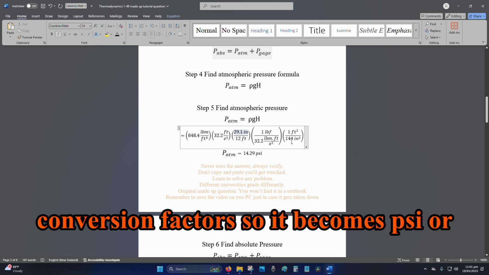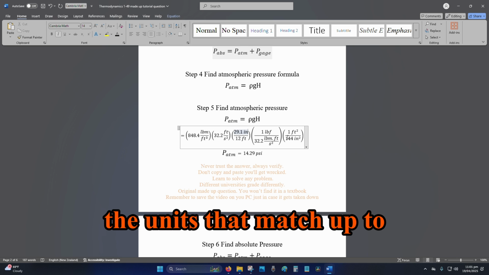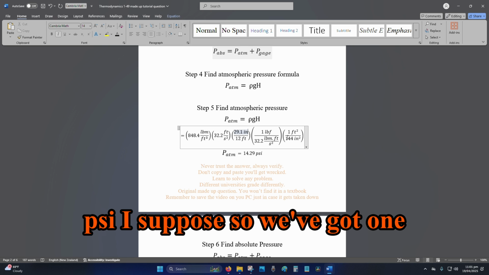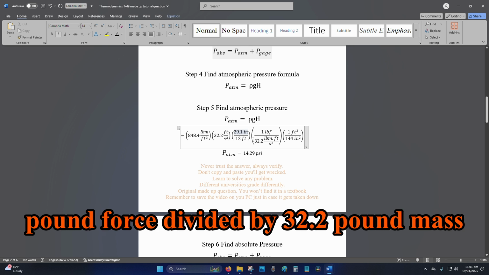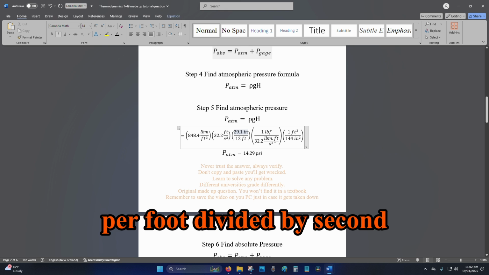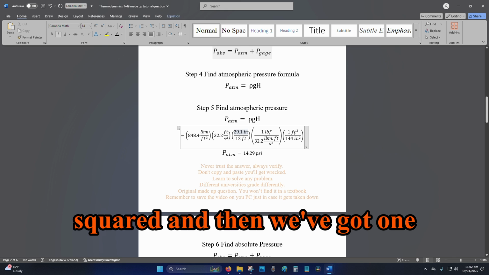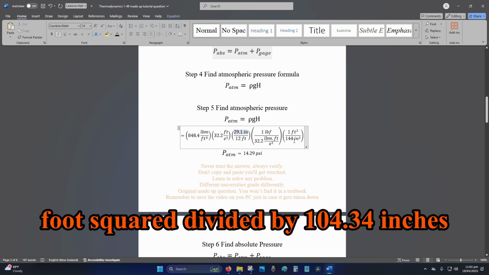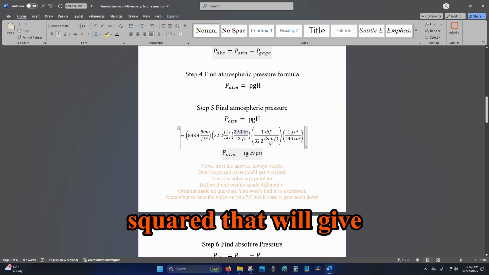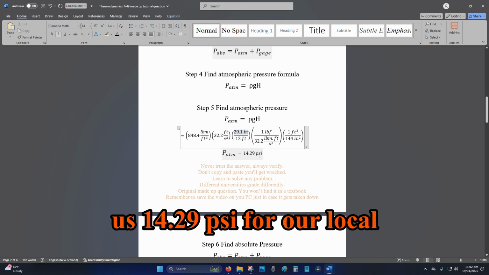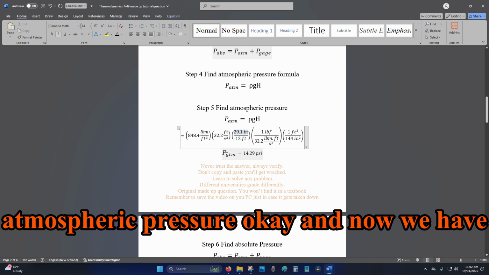Then we have the conversion factors, so it becomes psi, or the units that match up to psi, I suppose. So we've got 1 pound force divided by 32.2 pound mass foot per second squared. And then we've got 1 foot squared divided by 144 inches squared. That will give us 14.29 psi for our local atmospheric pressure.